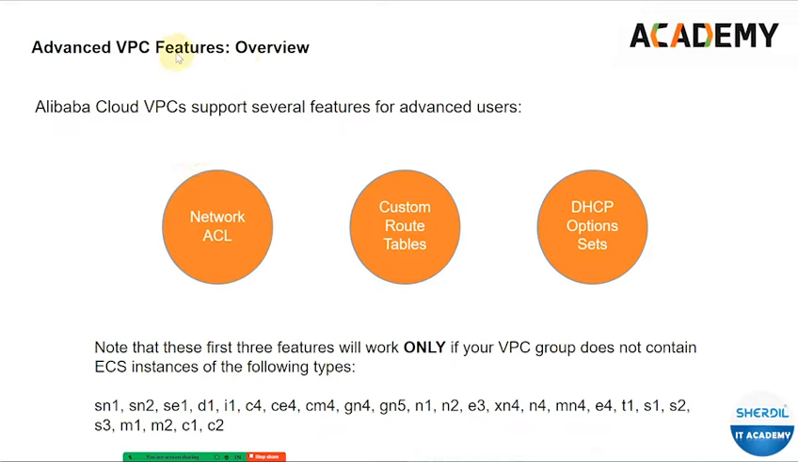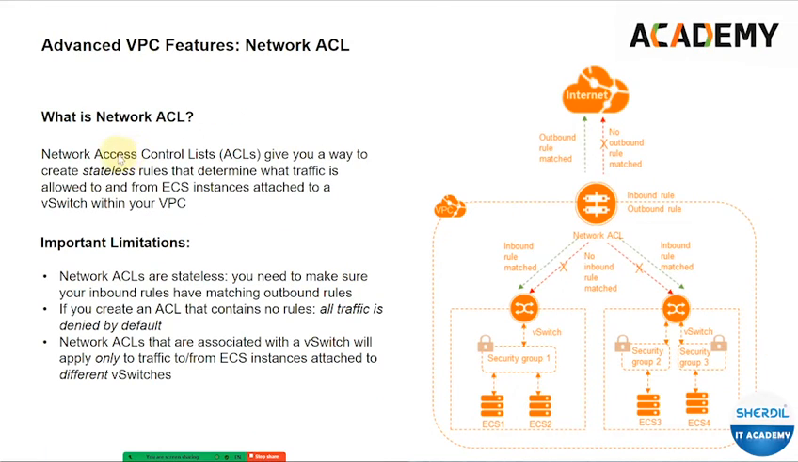So let's talk about the advanced VPC features overview. Alibaba Cloud VPC supports several features for advanced users: network ACLs, custom route tables, DSCP option sets. Note that these first three features work only if your VPC group doesn't contain ECS instances of certain types, so that these options will work, otherwise they will not work. So what are the limitations?